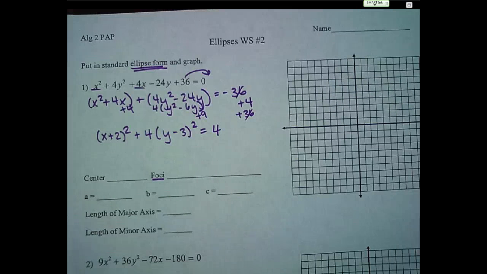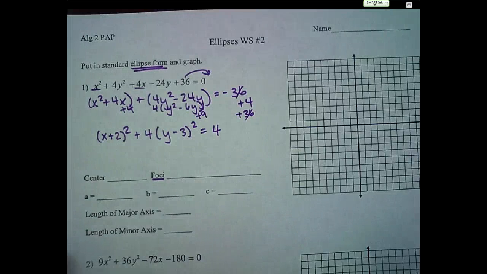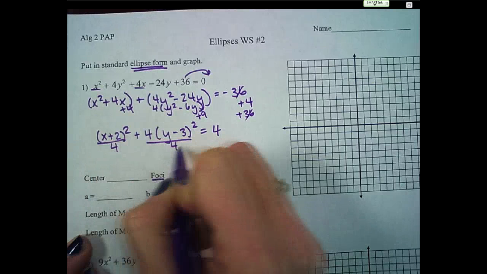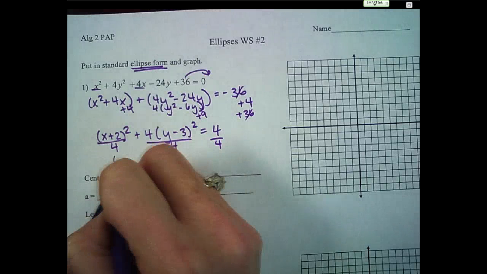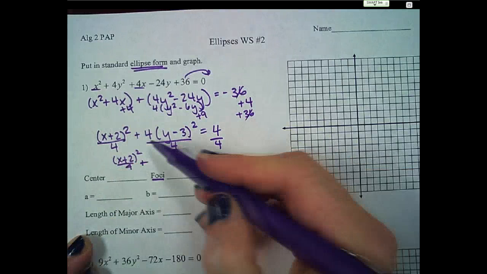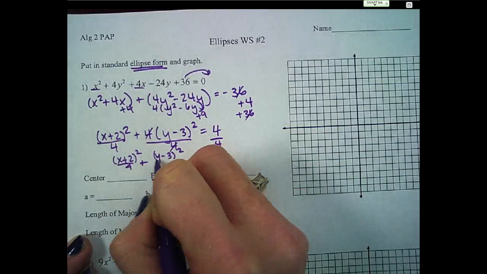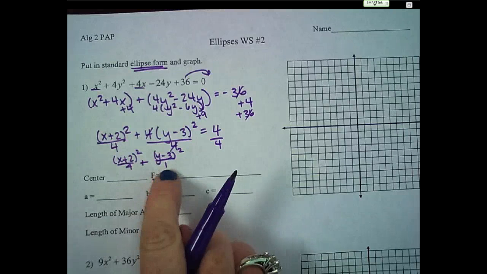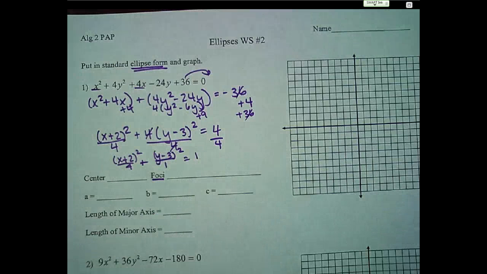Now an equation for an ellipse has to equal 1, not like a circle. So you're going to have to get rid of this 4. And to get rid of the 4, you divide everything by it. So divide this by 4, the middle, and here. Now this becomes x plus 2 squared over 4 plus, these 4's cancel, don't they? So that gives you y minus 3 squared over 1, right? You need a number down there. Equals 1. So there's your actual equation.